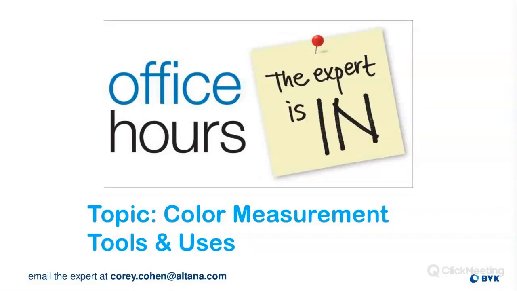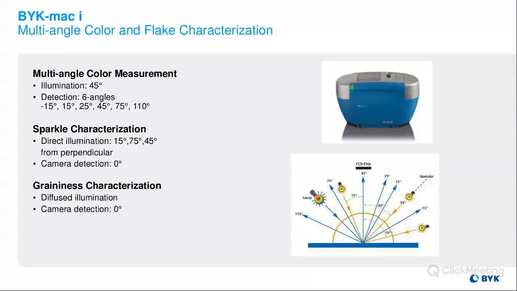We do have a special light booth called the Bico Spectre effect, which is a companion to the Bic-Mac Eye. So just like how the Bic-Mac measures color at 6 different angles, you can take your painted panels, whatever surface you're viewing, and put it inside this light booth, and you can rotate it around to the same angles that are being measured with the Bic-Mac.